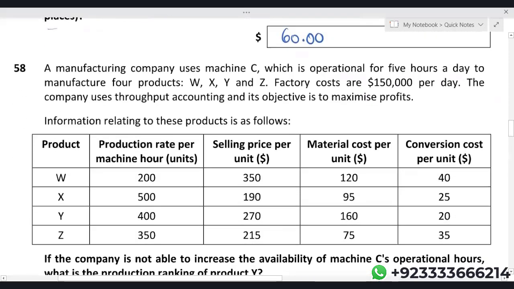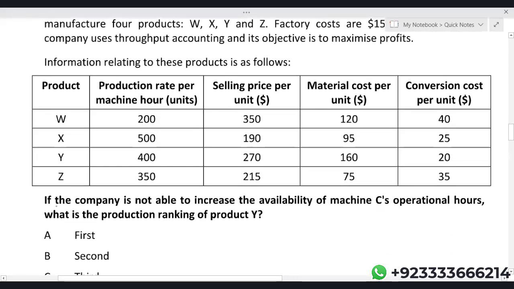Okay, let's go ahead. If the company is not able to increase the availability of machine C's operational hours, what is the production ranking of product Y? Okay, let's read the scenario again. It says if the company is not able to increase the availability of machine Z's operational hours, it means machine Z is the bottleneck. So what is the ranking of product Y?